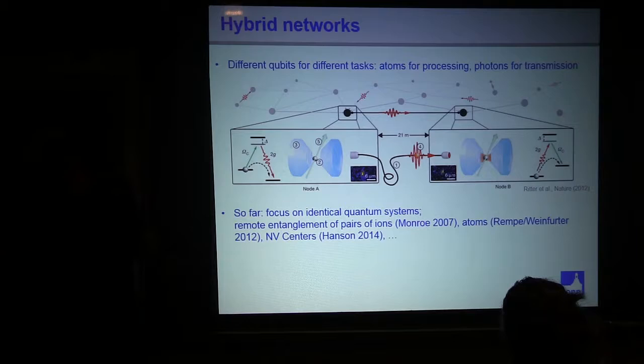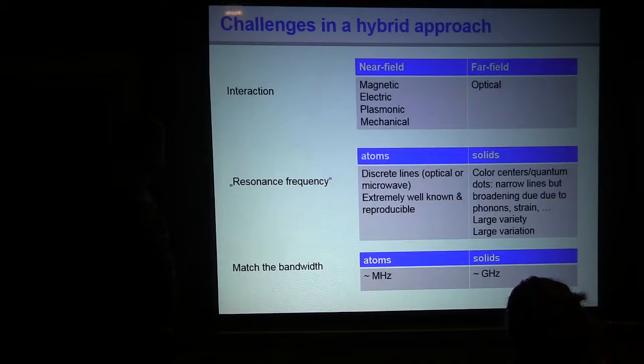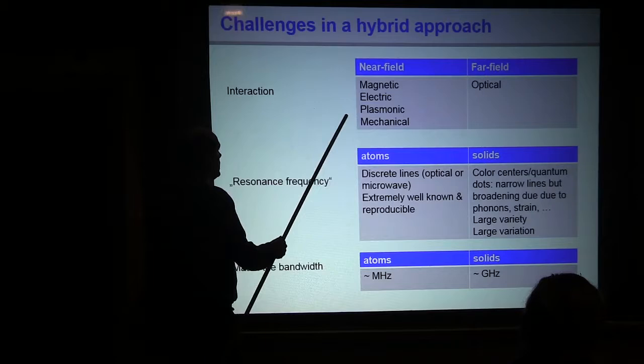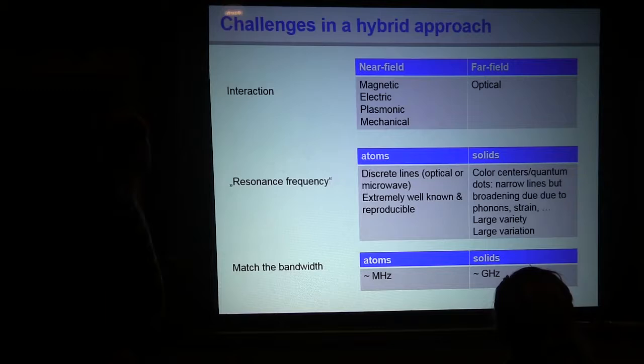So I just talked about this, but of course this faces quite a few challenges. These are probably just a few of the things that one has to consider or has to think about when one sets up an experiment like this. So the first question, of course, is which interaction do we want to use between two very different systems? If you do this in the near field, then you have a lot of choices. It can be magnetic coupling. I will show examples of this in a moment. It can be magnetic coupling, could be electric coupling, could even be plasmonic coupling, which is sort of also electric, but it's slightly different. Or it could be mechanical coupling. We heard about this in the optomechanics a bit.